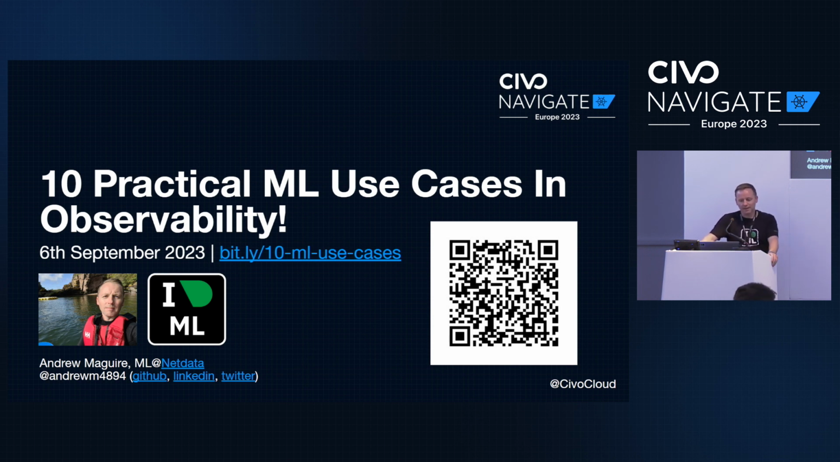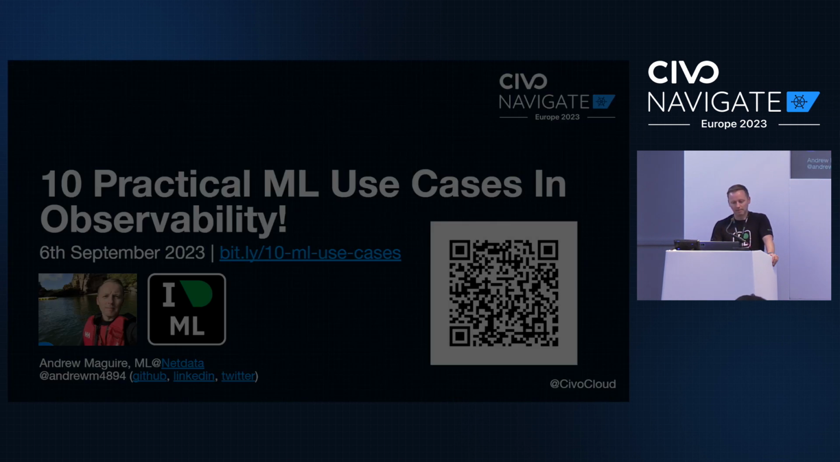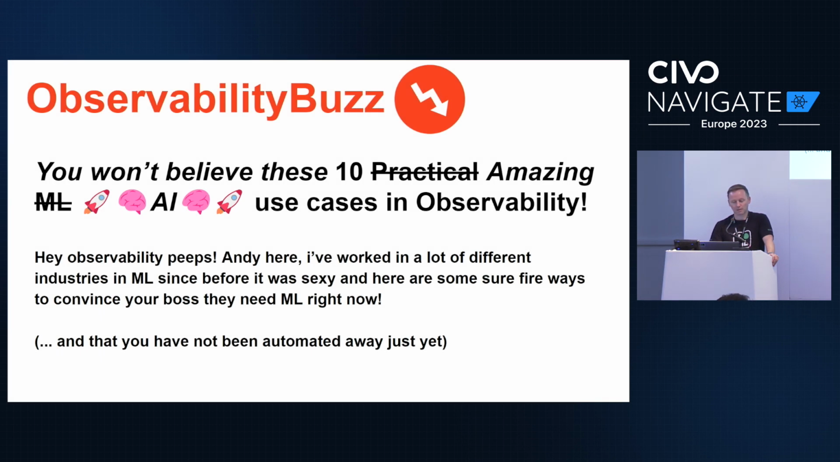So when I first submitted the abstract, I thought it had a little bit of a listicle vibe: 10 practical ML use cases in observability. So I decided to lean into the whole listicle vibe and go with a BuzzFeed approach to this. And I've tried to fit as many memes as I can on each slide, so we'll see how it goes. The new talk today is: you won't believe these 10 amazing AI use cases in observability. So we're talking about AI today, no longer ML.